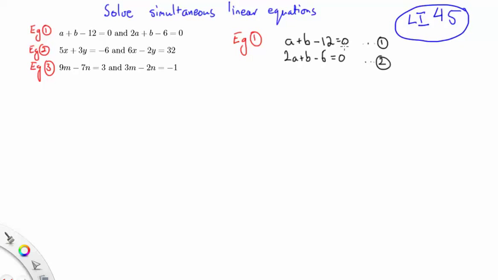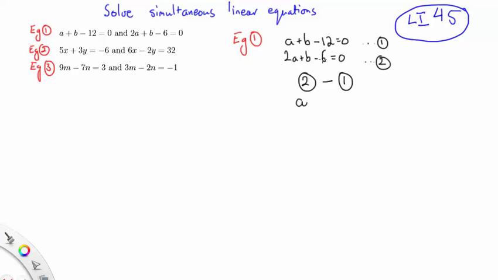There's a couple ways to do this. You can do substitution or elimination. Elimination looks like the best way. So I can see they've both got a positive b here. So I'm going to take equation 2 and subtract equation 1. Now let's see what that looks like. So we've got 2a minus a, which leaves us with a. b minus b leaves us with nothing.